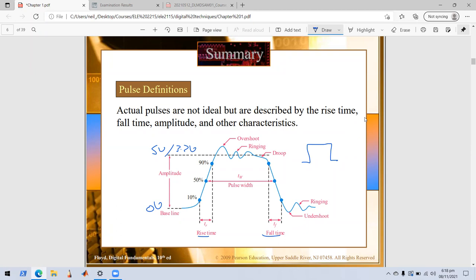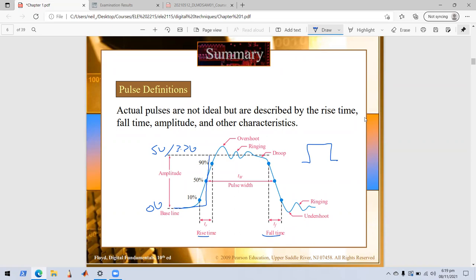Additionally, because our systems aren't ideal, they're not this perfect square waveform. Maybe if you zoom out a little bit, on a more macroscopic level, they might appear this way. But there are also some other things going on, things like overshooting, ringing, these little transients built into our little pulse here, our digital waveform.